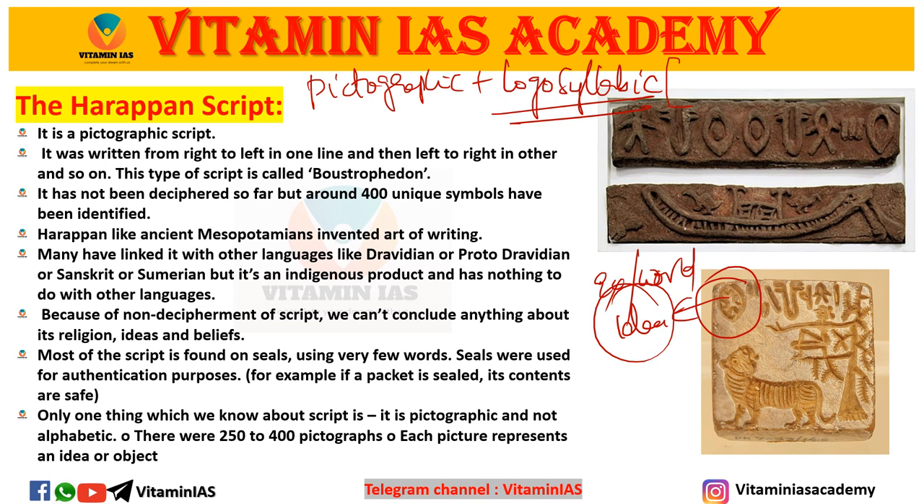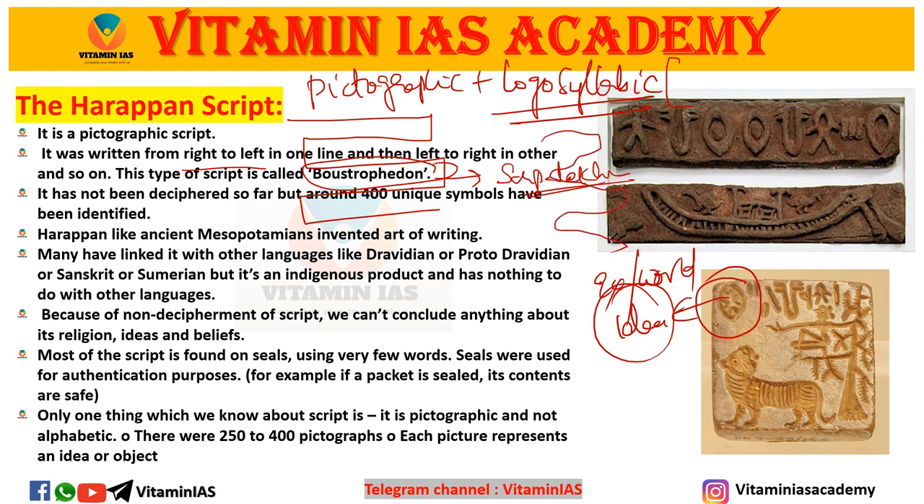It was written from right to left and then, after that, left to right. Here you can see, you can write like this. This type of script is called boustrophedon script, or in Hindi sarpalekha. Sarpalekhana means like a snake it will go.